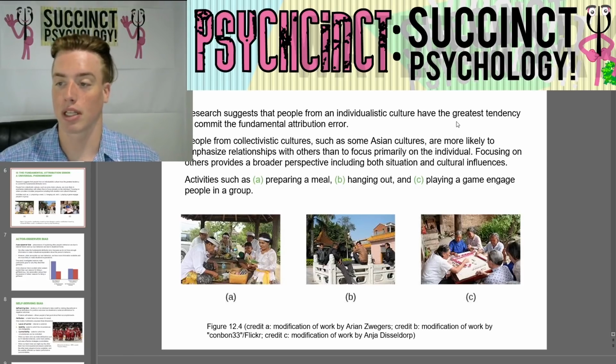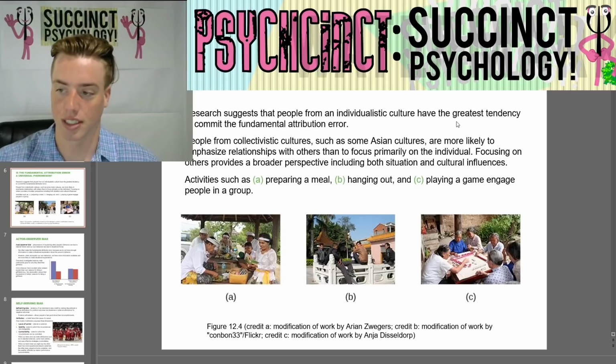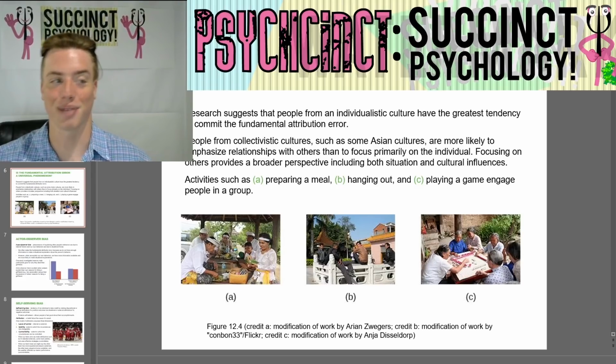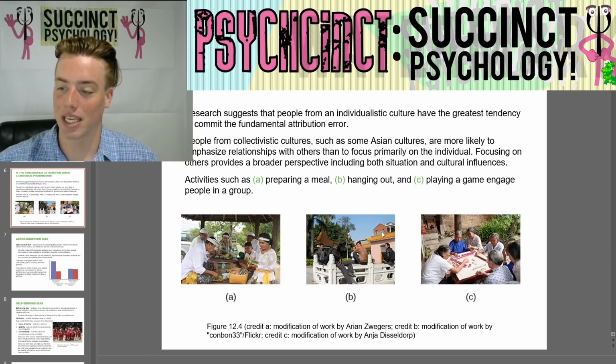But people from collectivistic cultures, such as some Asian cultures, are more likely to emphasize relationships with others than to focus primarily on the individual. Collectivists, they're in it together. Now, focusing on others provides a broader perspective, including both situation and cultural influences. So, activities such as A, preparing meals, can be seen here. B, hanging out, and C, playing a game, engage people in a group.